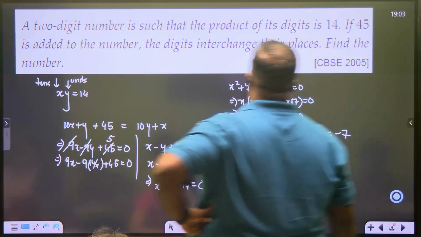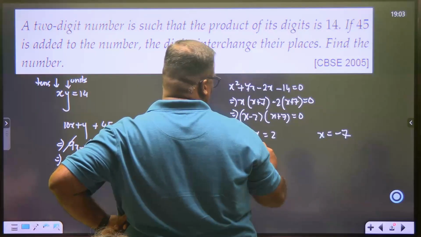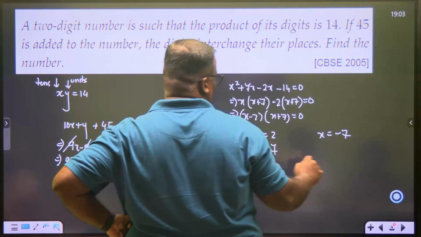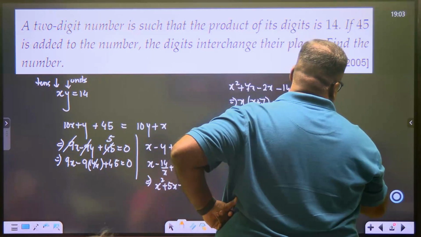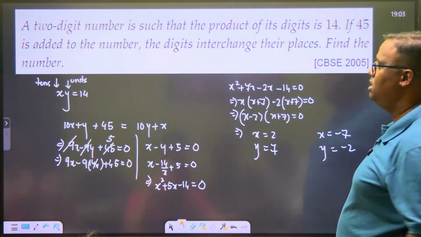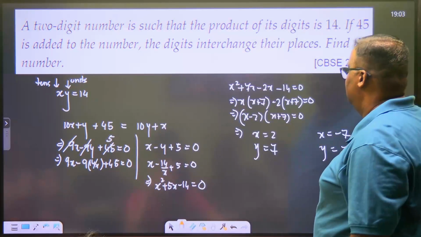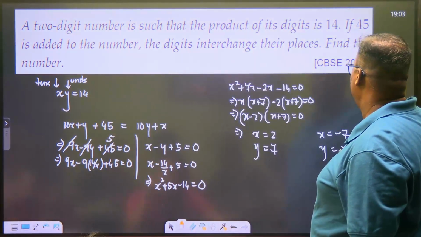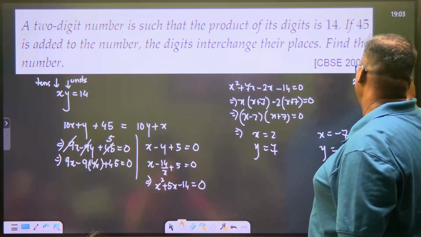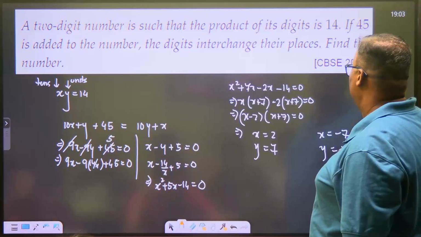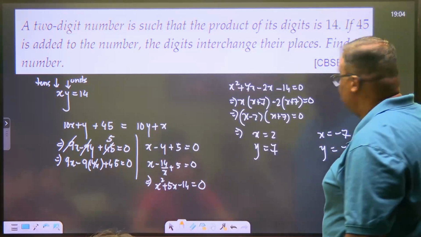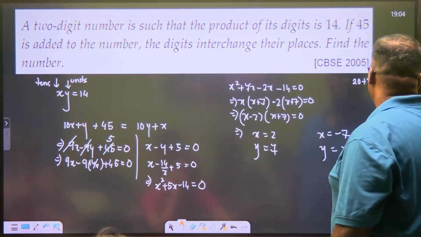If x is equal to 2, then in order to get 14, y should be equal to 7. And here y should be equal to negative 2. So what is the 2-digit number? The 2-digit number was 10x plus y. So it will be 20 plus 7, which is equal to 27. This can be the 2-digit number, or minus 7 into 10 is minus 70, minus 2 can be minus 72.